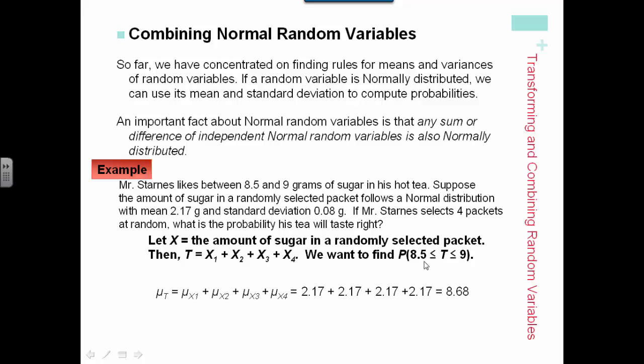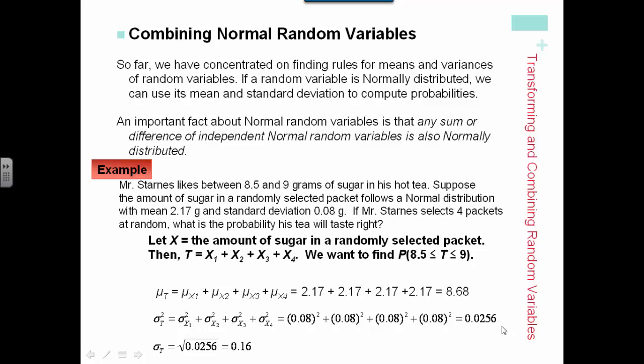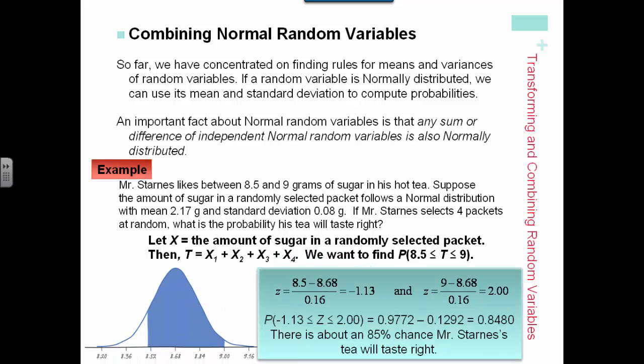We want to find the probability it's between 8.5 and 9. So if we add the values together, so each of the means, we get 8.68. We take the standard deviation and square it, add them together, and then take the square root, we get 0.16. We then take our values, 8.5 minus the 8.68 divided by standard deviation, 0.16, and we take a z-score for each of these values. The 8.5 is here, the 9 is here, and we're finding the probability z is between negative 1.13 and 2. Find our values, subtract to get the area in between, and then we get 0.8480, or 85% chance Mr. Starnes' tea will taste right.